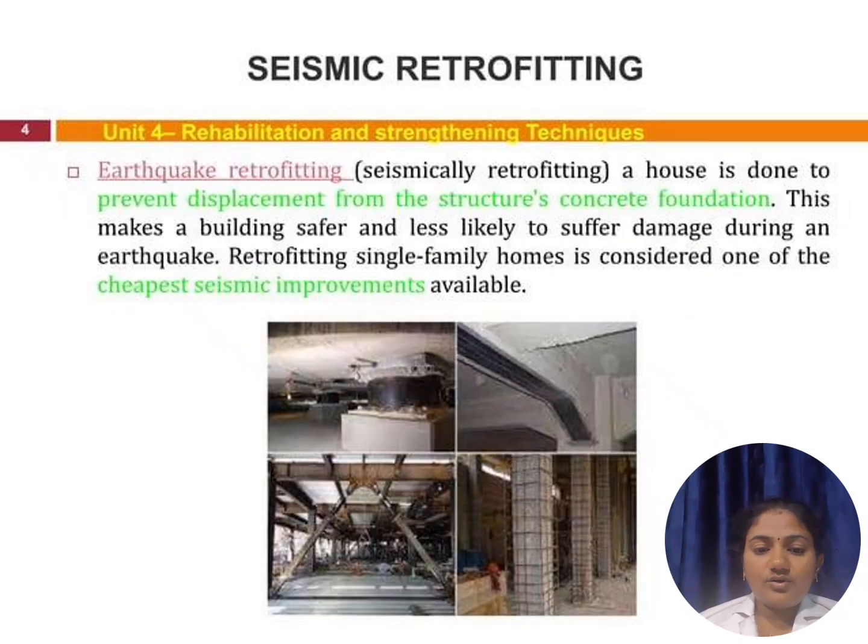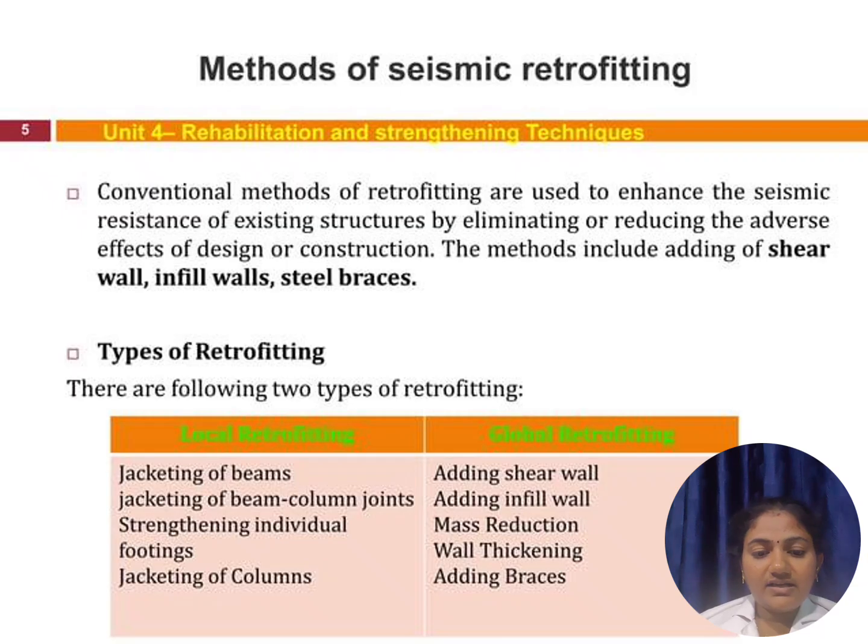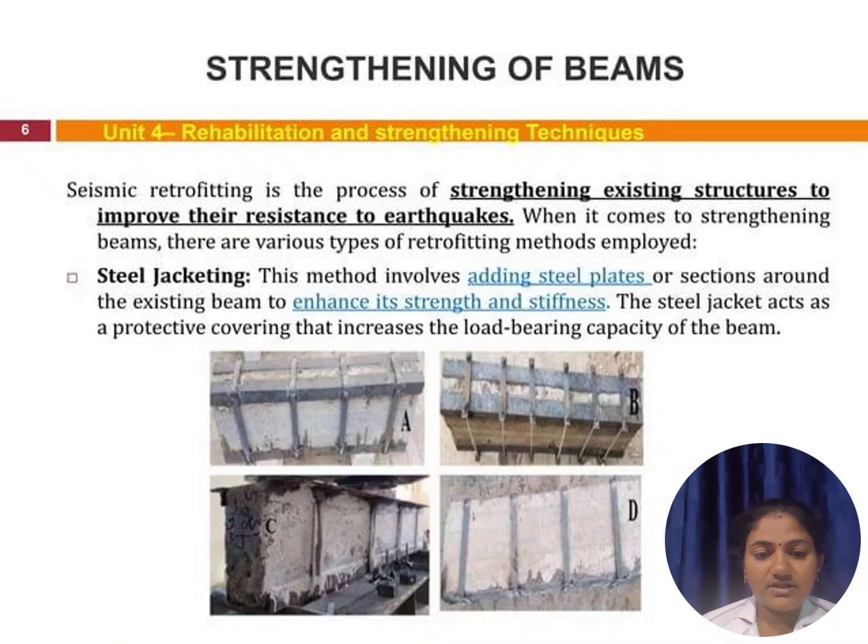And seismic retrofitting is modifying the structure and foundation, making it safer and less likely to suffer damage during an earthquake. While having an earthquake, it is considered to save the structure likely to suffer damage. And then here we have the types of retrofitting: jacketing of beams, jacketing of beam-column joints, strengthening individual members, and jacketing of columns.